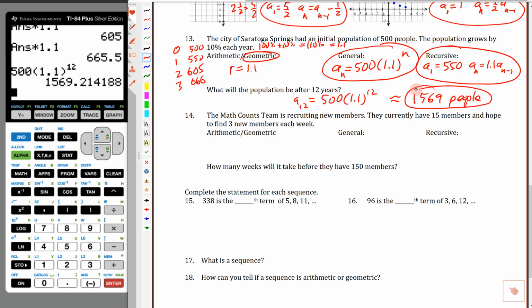So gosh, Saratoga Springs is huge now, so that must have been a long time ago. All right, next one. The Math Counts team is recruiting new members. They currently have 15 members and hope to find 3 new members each week.